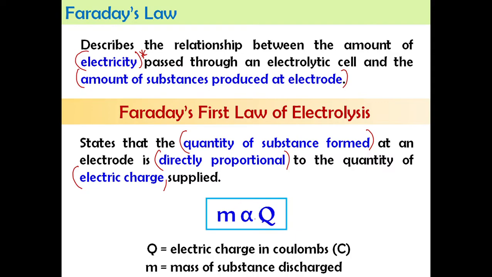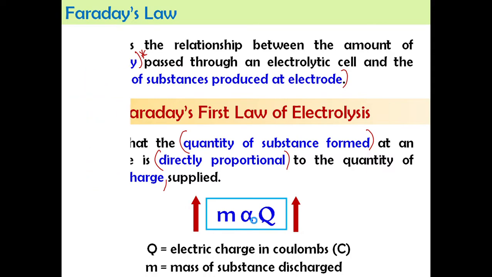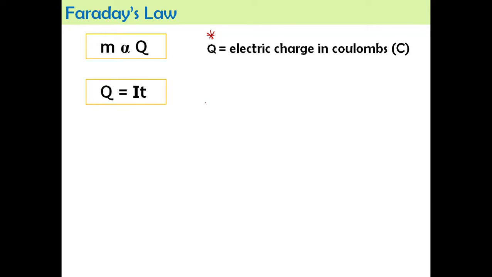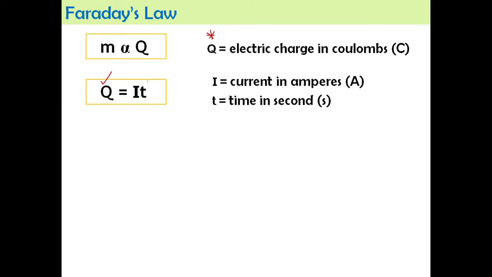Okay. So since dia directly proportional, so kalau awak increase the electric charge supplied, it will also increase the amount of product. Okay? Jadi kita tahu daripada Faraday's first law tadi, M directly proportional to Q dan kita tahu Q adalah electrical charge. Jadi kenalah tentukan dulu berapa banyak charge yang kita supplied. So, by using this formula, Q equals to IT, kita boleh kira the amount of Q. So, I is current and T is time. So, make sure your time is in second.